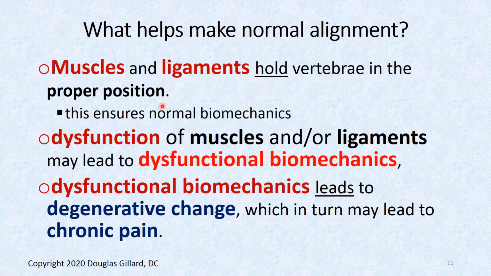So what makes a normal alignment, assuming that your bones are formed normally? Well, muscles and ligaments are the key to keeping those bones in place, those little square blocks. So you have to have properly functioning muscles, especially properly functioning ligaments. Part of the problem with degenerative change, in some cases, is that the ligaments wear out and get loose, and they allow too much movement between adjacent bones, and that can wear them out. So dysfunction of the muscles or ligaments may lead to dysfunctional biomechanics. Dysfunctional biomechanics may lead to degenerative change. It wears out the motion segment.